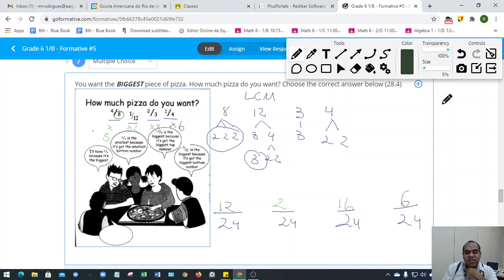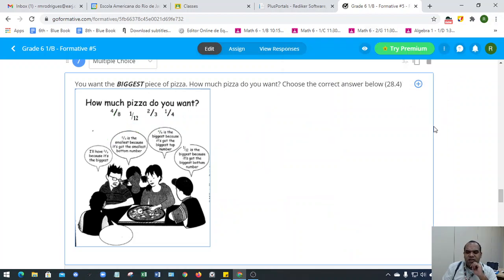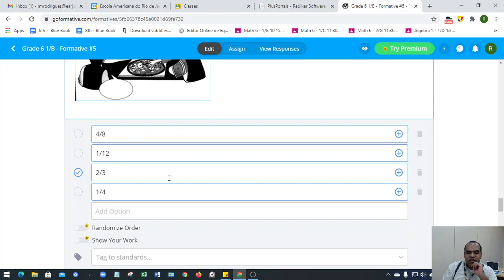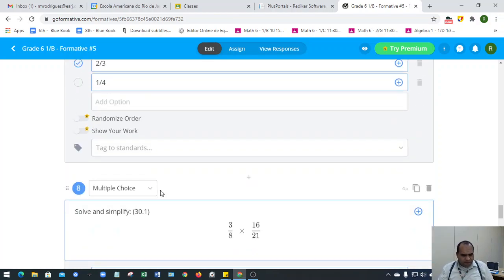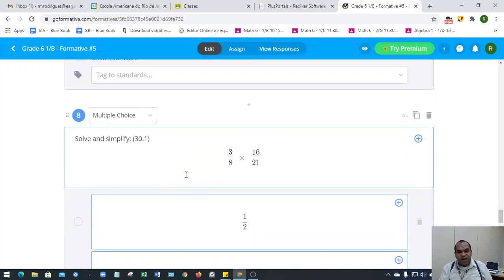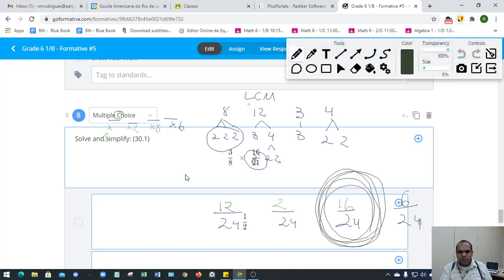Which one is the biggest, guys? As I notice here, the biggest is this guy here. It is 16 over 24. Great. And this 16 over 24 is like 2/3. Yes. Nice. We solved the problem. Solve and simplify, guys. Pretty simple to solve and simplify.